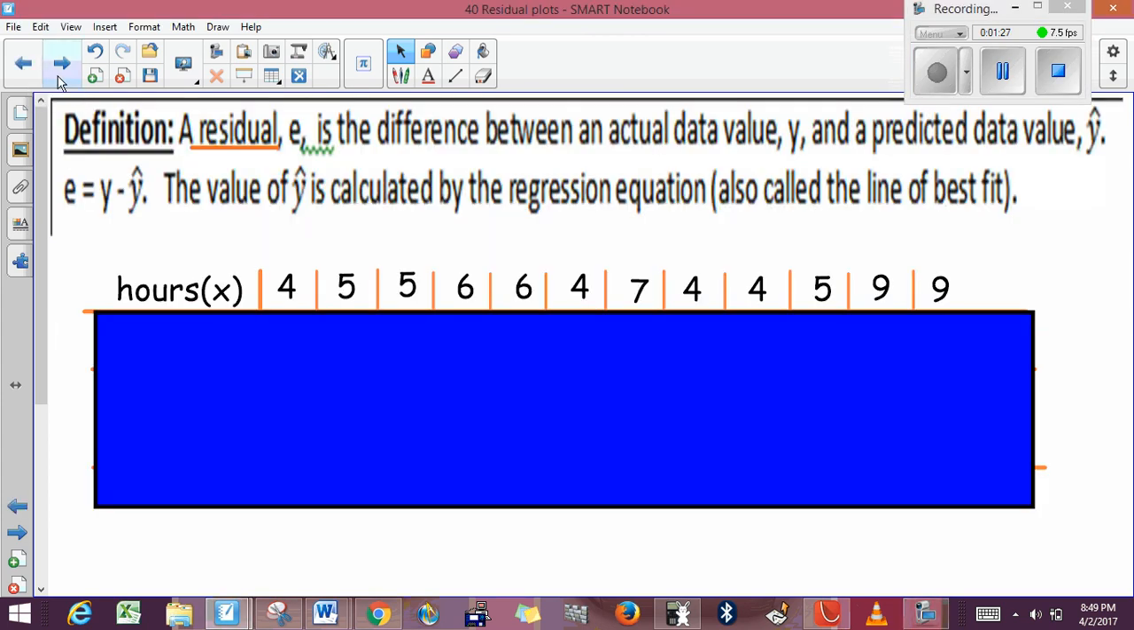Okay, so more specifically, the definition of a residual, for which we use the letter E, is the difference between an actual data value, which we call Y, and a predicted data value, which we call Y hat. So specifically, E equals Y minus Y hat. The value of Y hat is calculated by the regression equation, or the line of best fit.